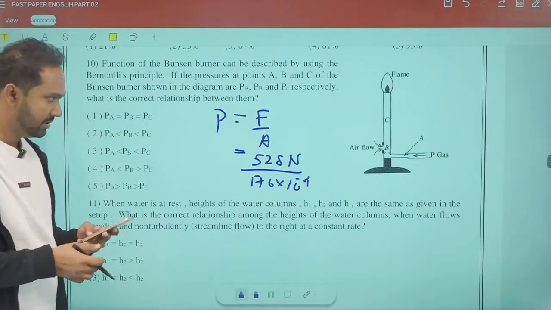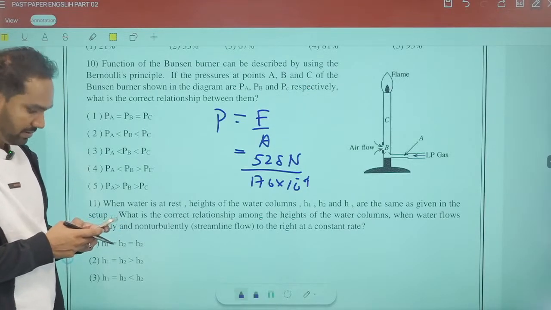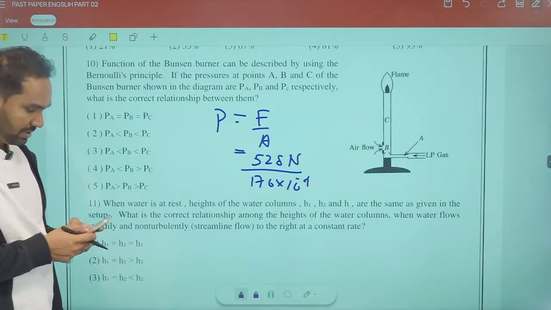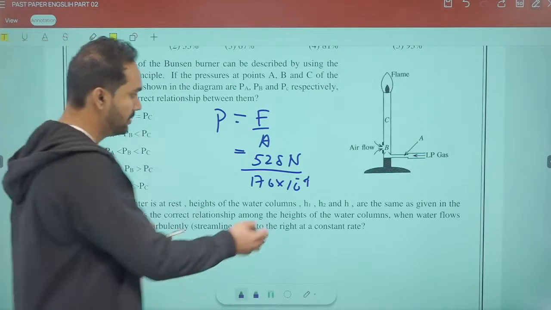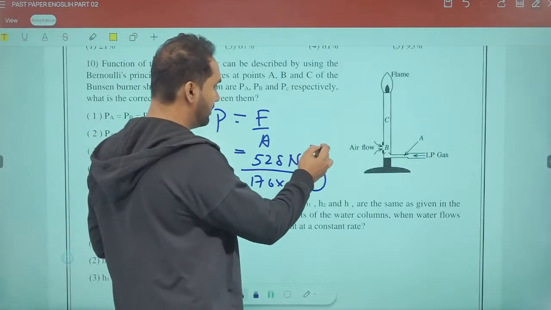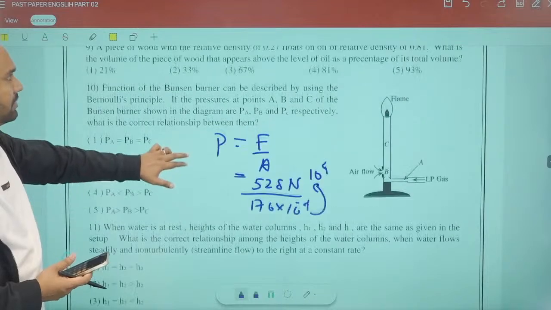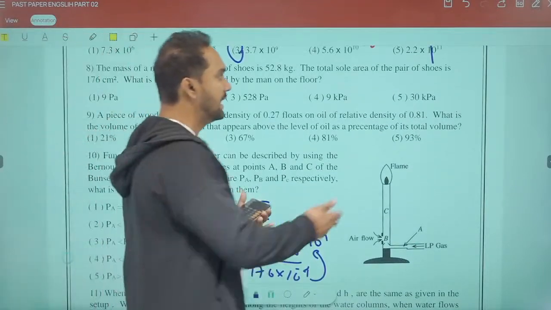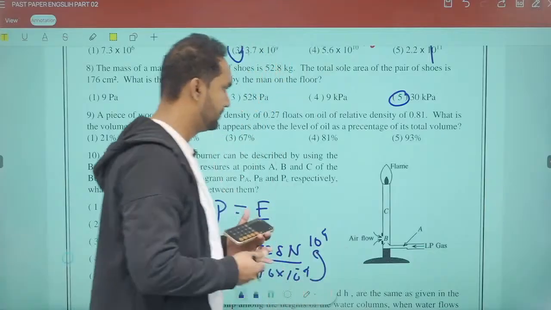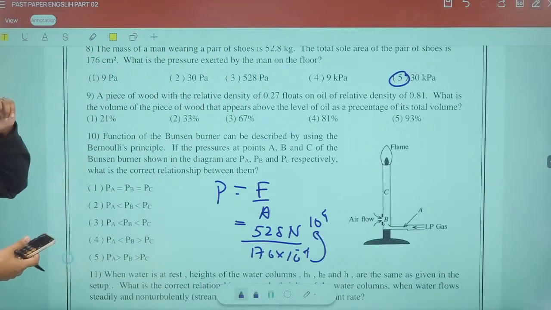So let's divide this. 528 divided by 176 is 3. The 10 to the power minus 4, going up, becomes 10 to the power 4. 3 into 10 to the power 4 is 30,000. So it's 30,000 Pascal. That's easy. That was easier. So now it seems it's becoming easy.